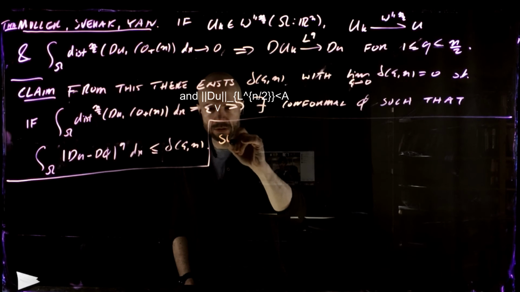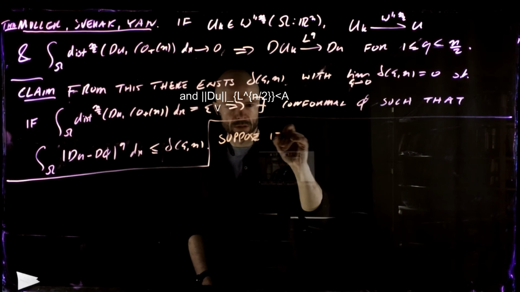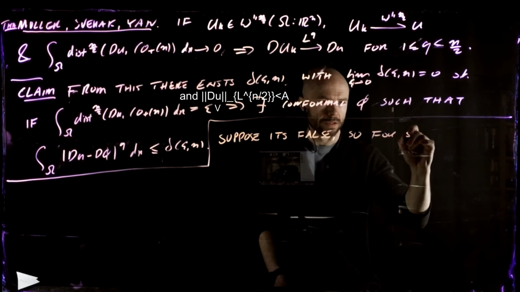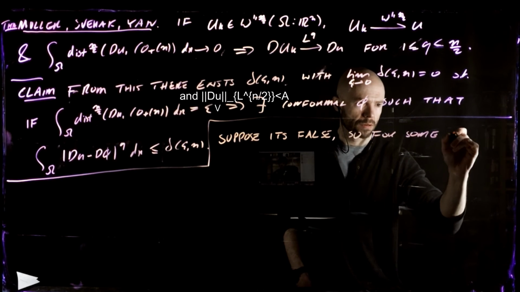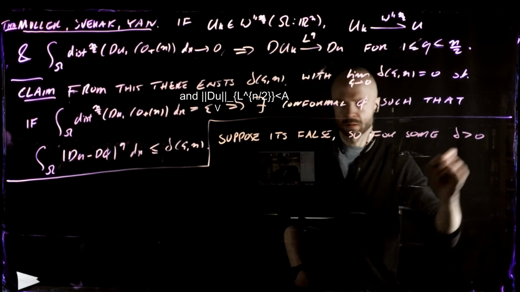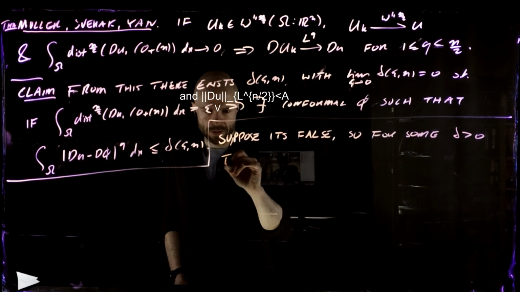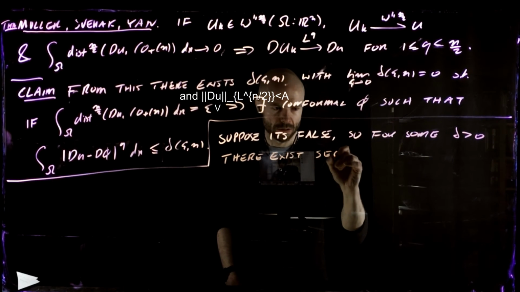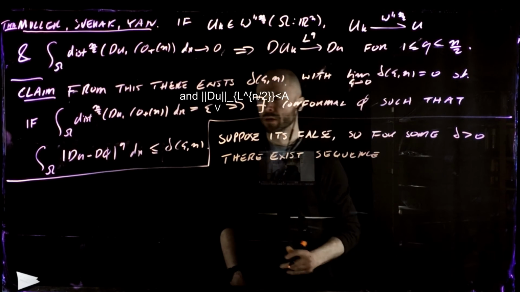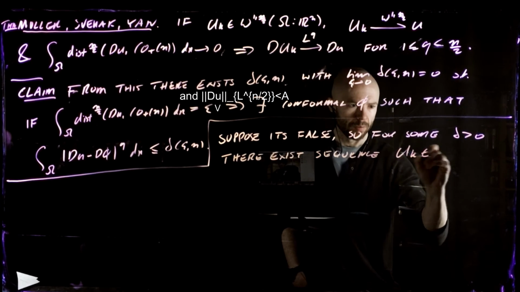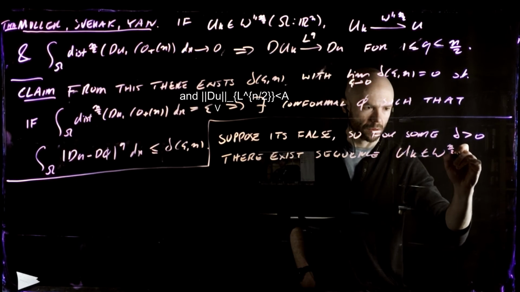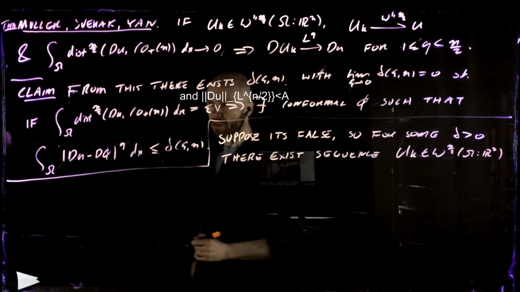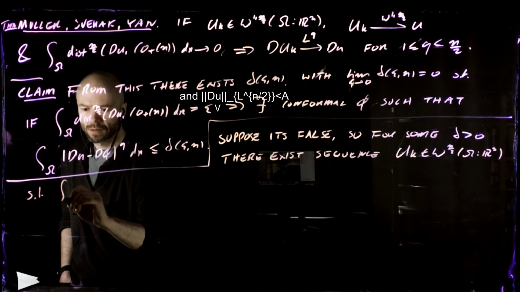Well, suppose it's false. So for some, say, delta bigger than 0, there exists a sequence of functions u_k belonging to W^{1,n/2}(Omega, R^n), such that this is true.